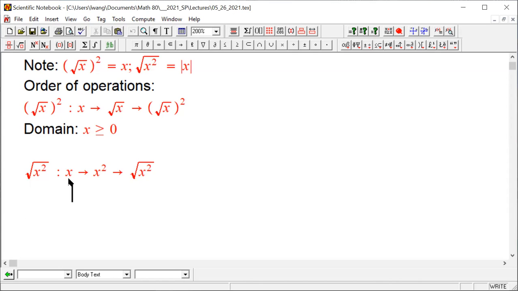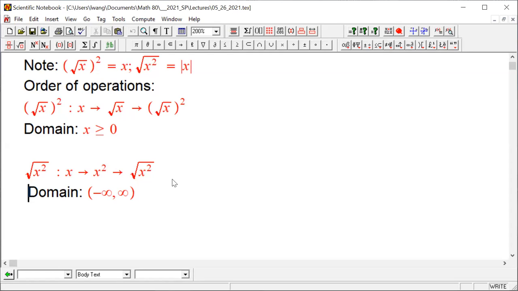On this piece, before we take a square root, we already square the input, and the domain here is all real numbers: negative, positive, 0. They're all fine. Because after you square each number, you square a positive number, you get positive. You square 0, you get 0. If you square a negative number, you still get a positive number. So these two operations are different, and that difference makes a big difference.